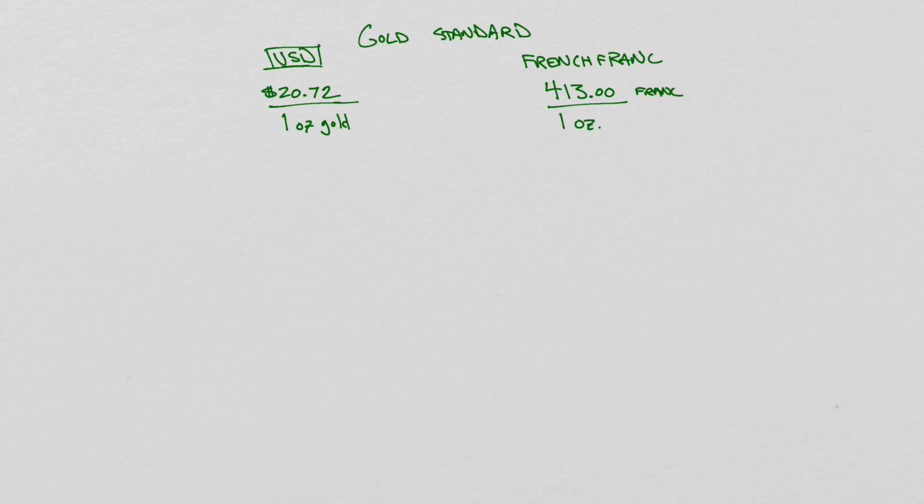And so if you wanted to figure out the exchange rate between one country and another, it was fairly easy to do because exchange rates were fixed. At least the major currencies were all fixed to a specific amount of gold.